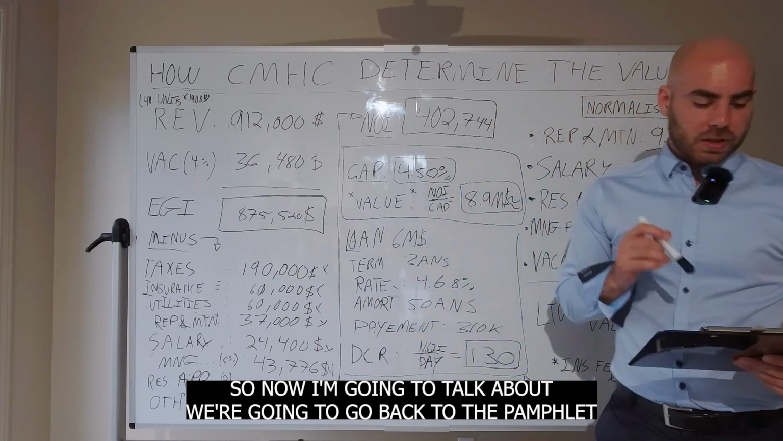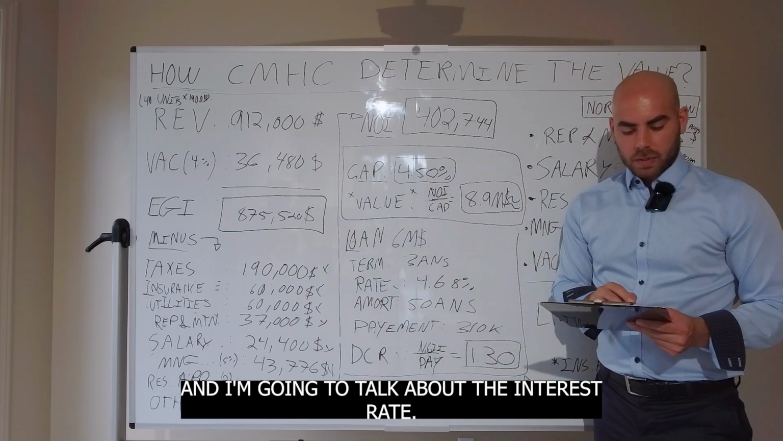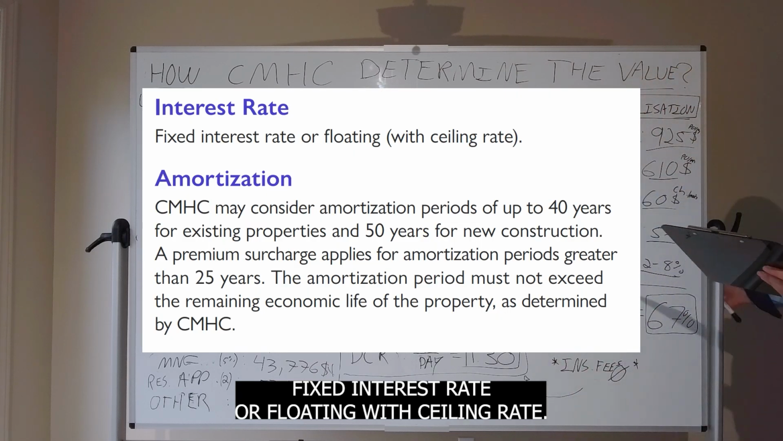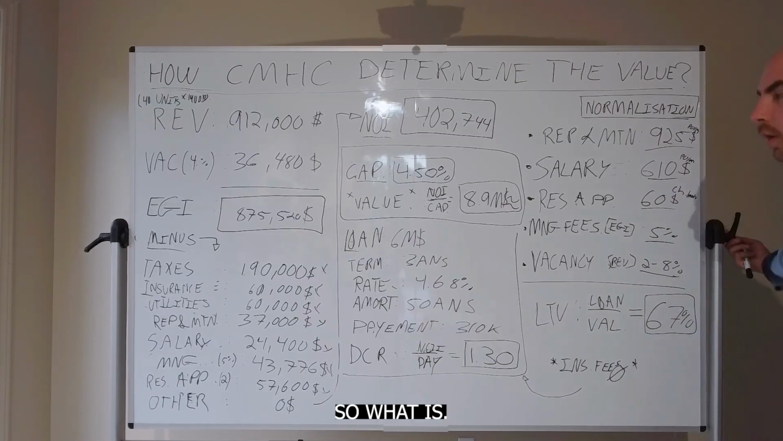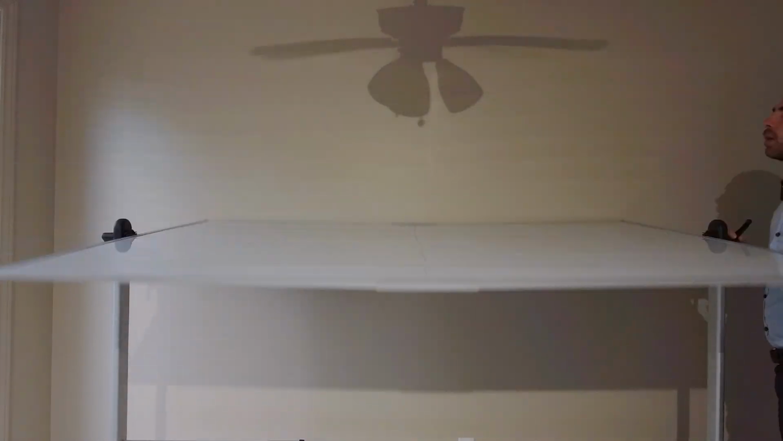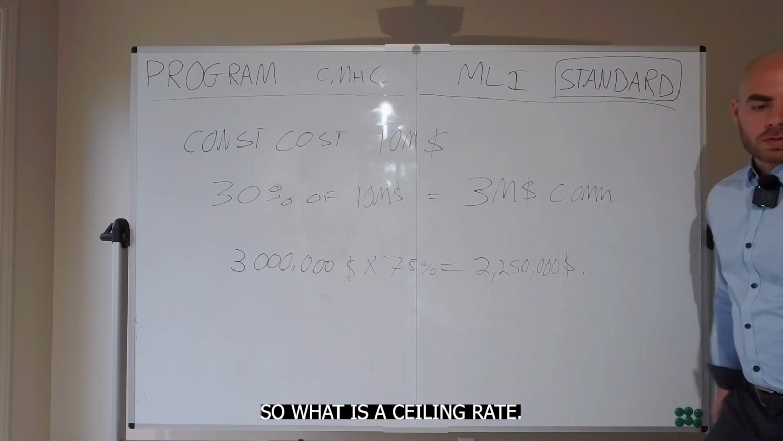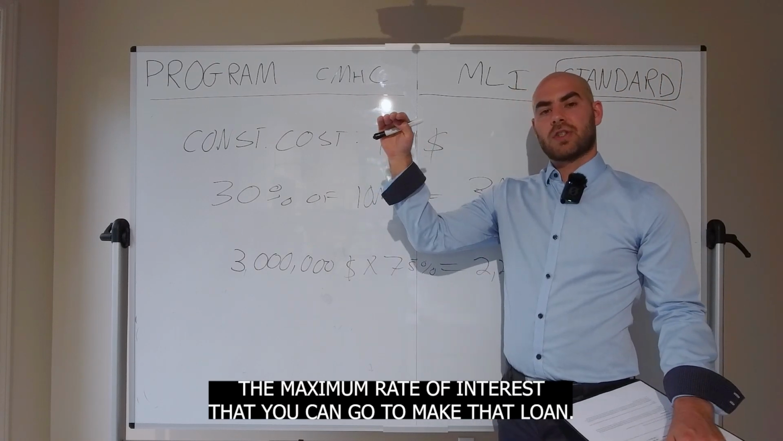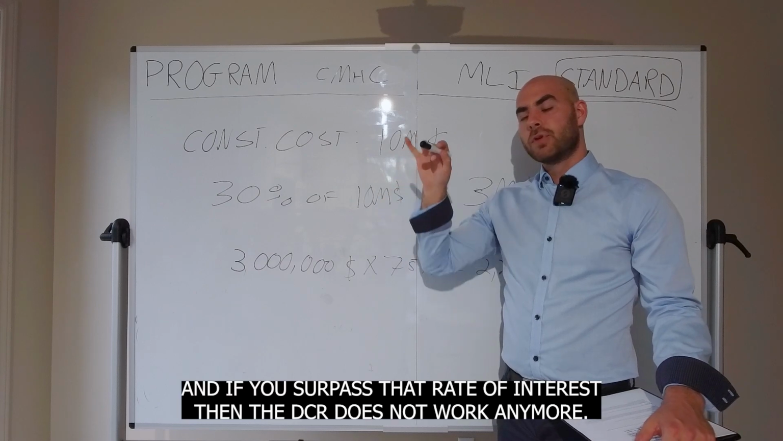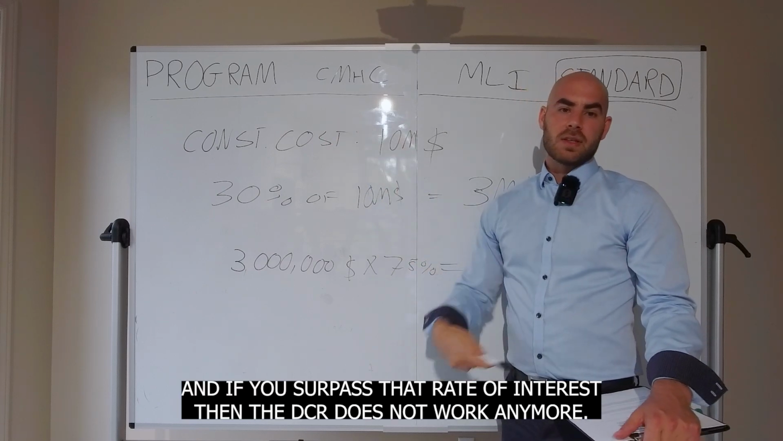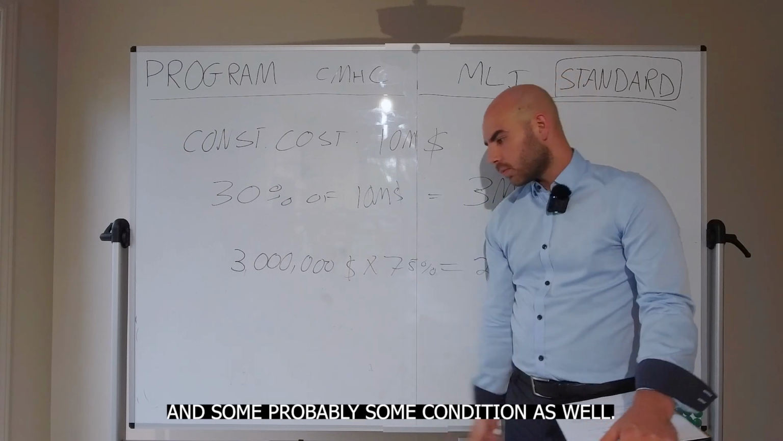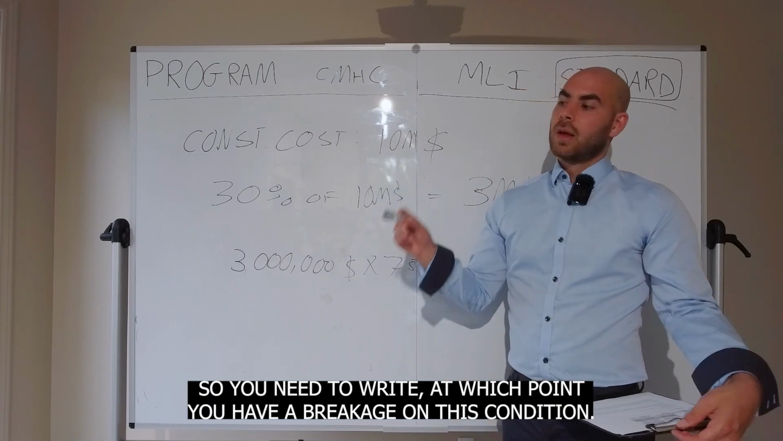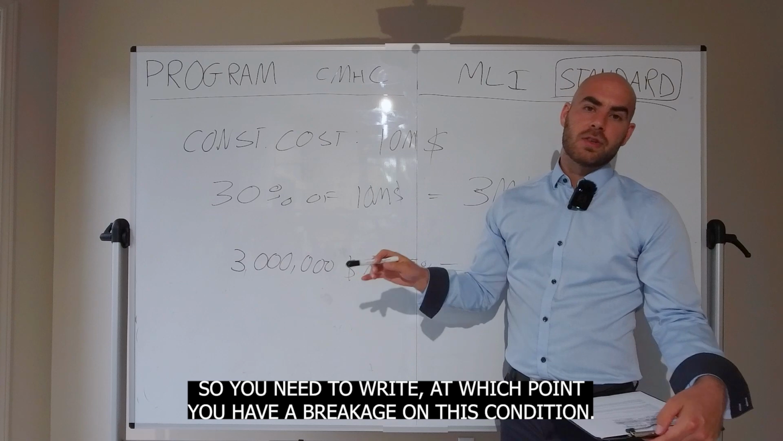So now we're going to go back to the pamphlet, and I'm going to talk about the interest rate follow-on. Fixed interest rate or floating with ceiling rate. So what is a ceiling rate? It's basically the maximum rate of interest that you can go to on that loan. And if you surpass that rate of interest, then the DCR does not work anymore, and probably some conditions as well either. So you need to write down at which point you have a breakage on these conditions.